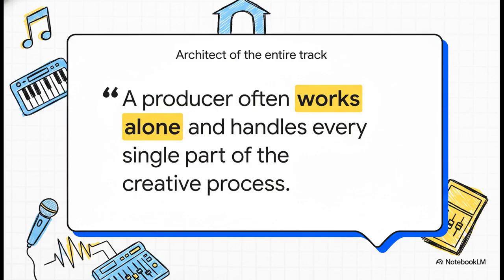And what's really wild to think about is that usually it's just one person doing all of this. A producer is like a one-person band. They're the songwriter, the drummer, the keyboard player, the sound engineer, the mixer. They are the architect behind the entire song, from the very first idea to the finished product.